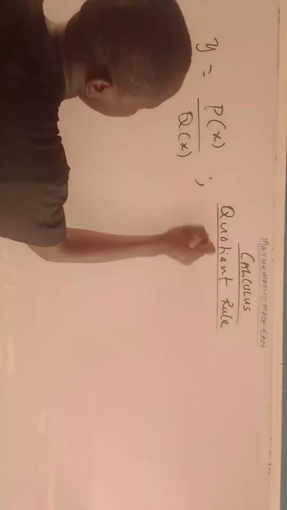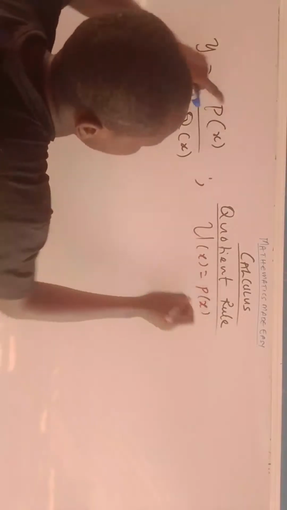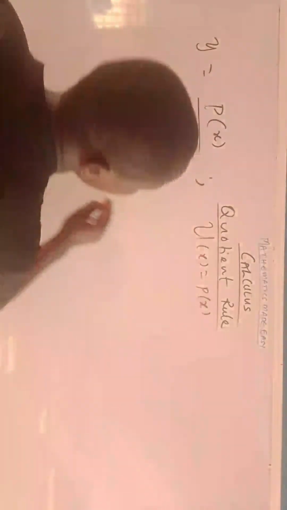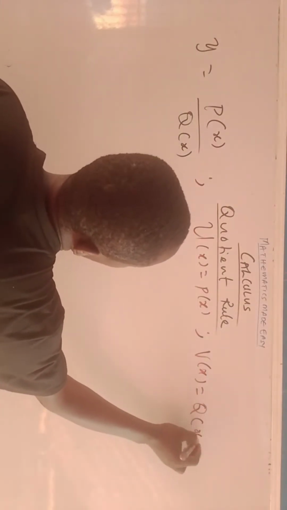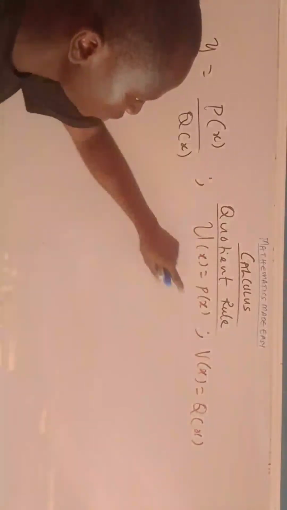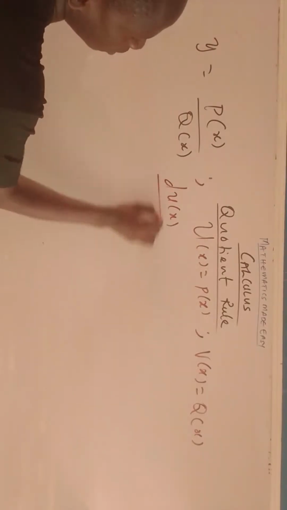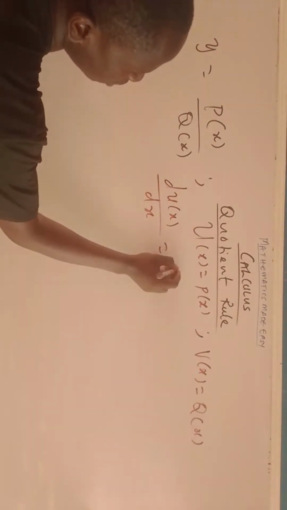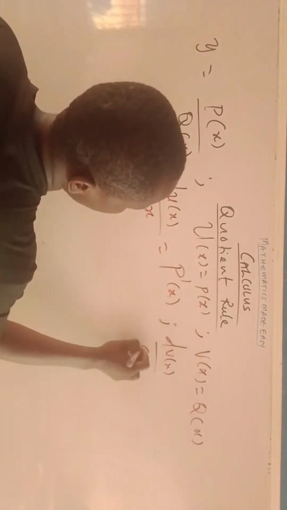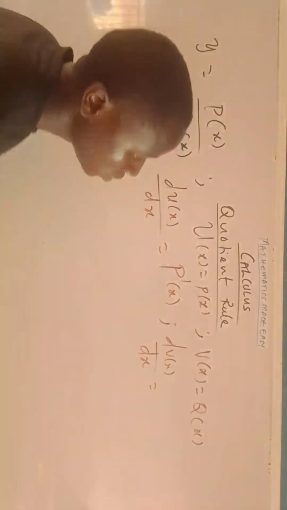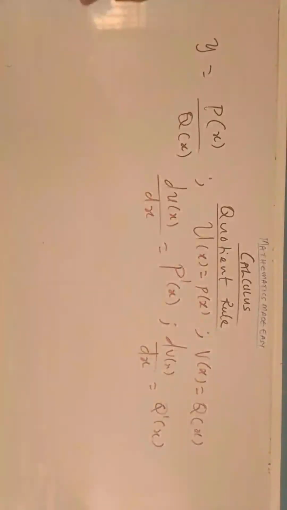Let u of x be equal to p of x, the function in the numerator, and let v of x be equal to q of x, the function in the denominator. Then you differentiate with respect to x. So you have du over dx, which gives you p prime of x, and dv over dx, which gives you q prime of x. And then here is the quotient rule.